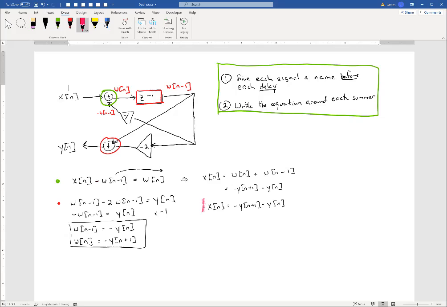Whoops. Gotta love these fancy word options. And that's our difference equation.